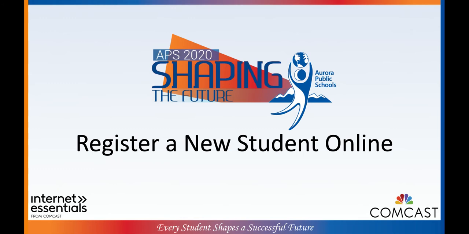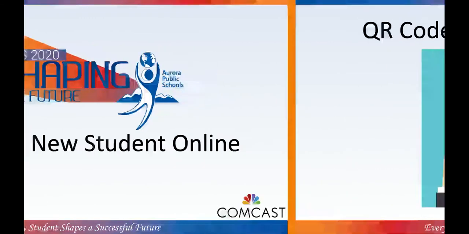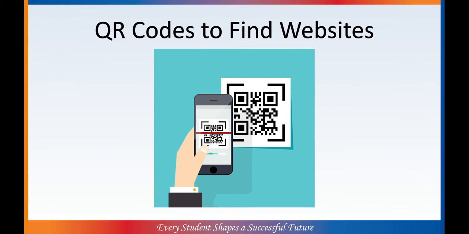In this video, we will be going over how to register a new student in Aurora Public Schools. Throughout the video, you will see QR codes to help you access certain websites. If you have a smartphone, you can open the camera app and point it to the QR code. Otherwise, you can type the link on the screen into your web browser. Remember, you can always pause and rewind the video if you need to go over information again.